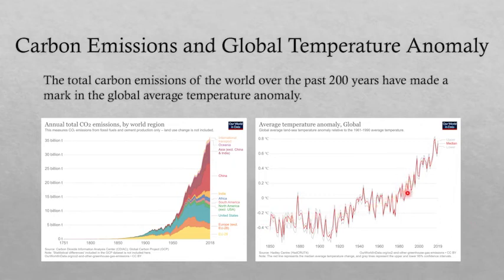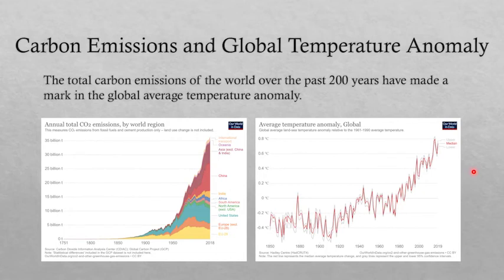We have crossed the threshold of 0 degrees Celsius temperature anomaly. 0 degrees temperature anomaly means that our temperature is perfectly average. It's perfectly within the normal range. Starting from 1990, our global temperature anomaly just continued to increase. We are now 0.8 degrees Celsius warmer than the previous average temperatures.